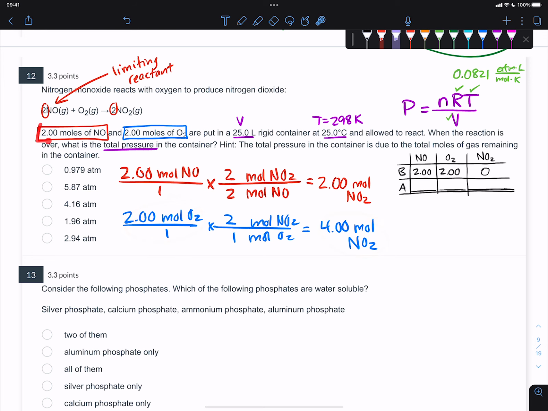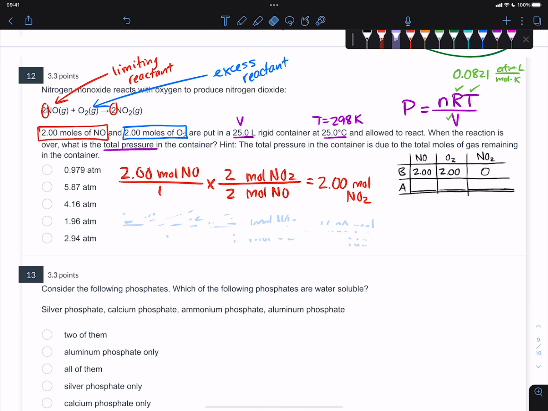But because of this more limited amount of nitrogen monoxide, it's our limiting reactant, and therefore the oxygen is your excess. Now, what that means in reality for a rigid container is that the oxygen's still going to be there. Some of this excess oxygen will not be used up, but it will remain in the container as a gas. It doesn't just disappear.